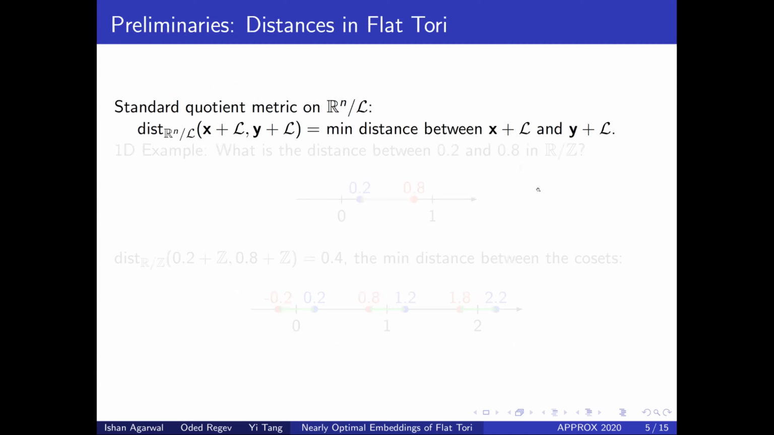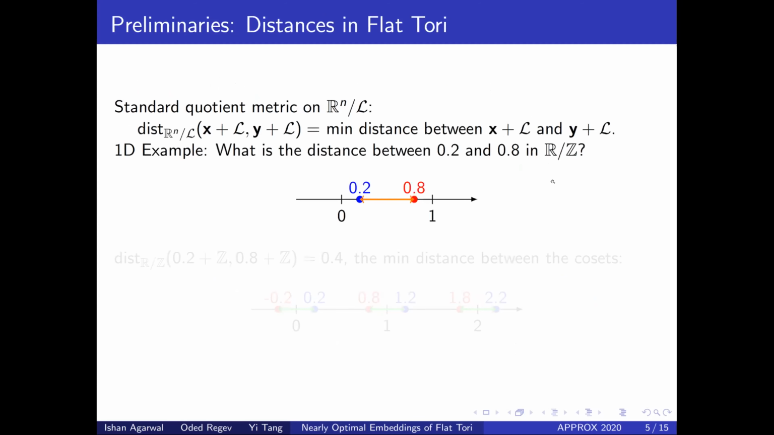So maybe we start with a 1D example. And we do need to define a notion of distance on this flat torus. So here we have a one-dimensional flat torus. What does this mean? You take the real line and quotient it over the set of integers. So now 0, 1, 2, and so on are all identified. And if we ask what's the distance between say 0.2 and 0.8, well, if this was just a real line, it would just be 0.6. But it's not. It's a torus where we've done this quotienting.